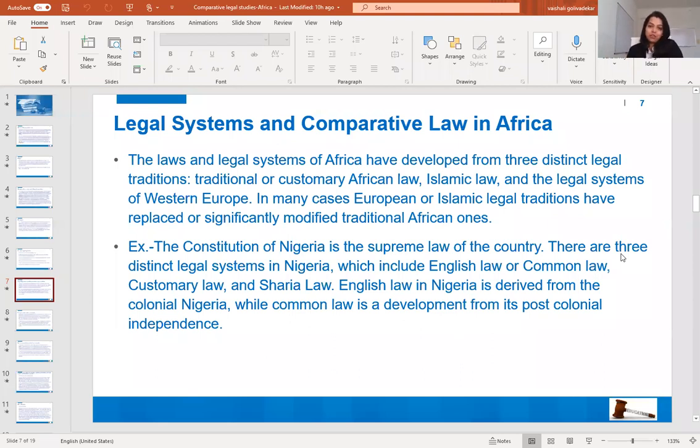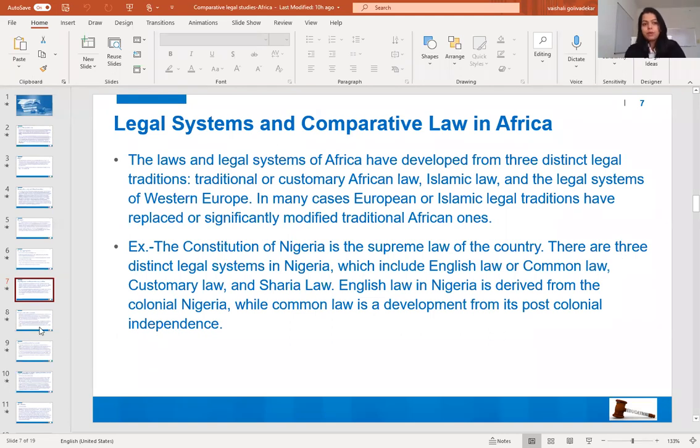I'm giving the example of Nigeria. The Constitution of Nigeria is the supreme law of the country. There are three distinct legal systems in Nigeria, which include English common law, customary law, and Sharia law, or the Muslim law. English law in Nigeria is derived from colonial Nigeria, while common law developed from its post-colonial independence. So in Nigeria, it's a combination of three legal systems. One is common law, derived from the Britishers or the UK. Second is customary law, the customs and traditions. And third is Sharia law, or religious law.